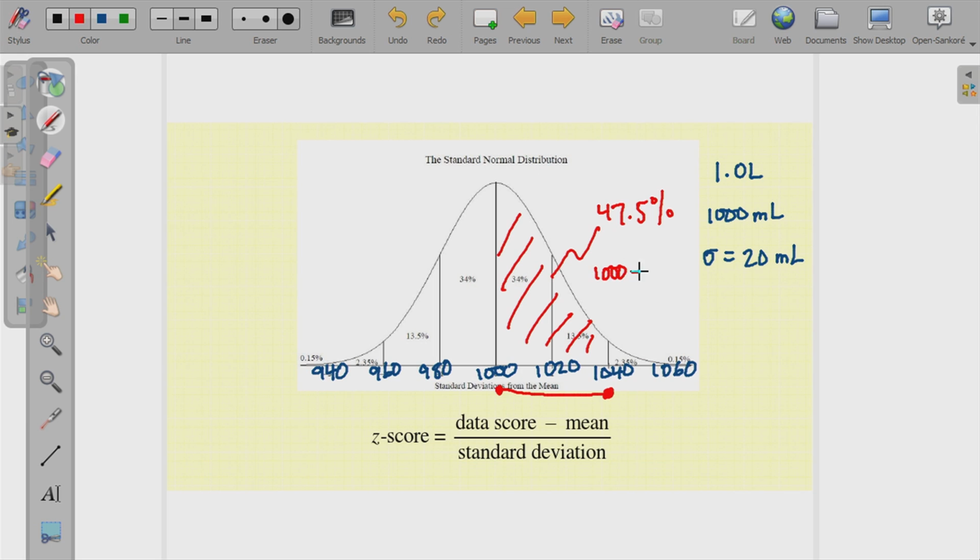Let's say that I'm interested in the percentage of bottles that are filled to, let's say, less than 960 milliliters. And again, if things are working well in the factory, you shouldn't get too many bottles like that, but you will get some. Well, again, we have those two percentages, which are 2.35% and 0.15%. And if I add those two, I get 2.5%. So 2.5% of all the bottles in this situation should be filled somewhere less than 960 milliliters.